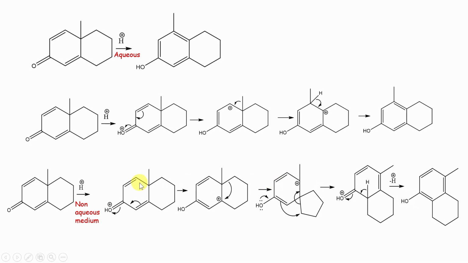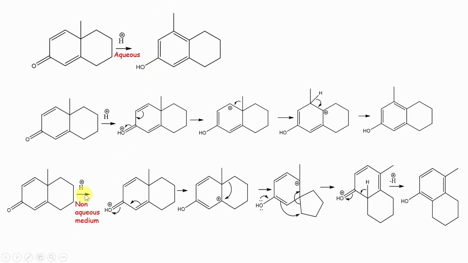And so we can say if we take a substituted dienone like this in non-aqueous medium and treat it with acid, we will get a para substituted phenol. But if we take this type of dienone in aqueous medium, for example aqueous HCl, we get this meta substituted derivative of phenol.